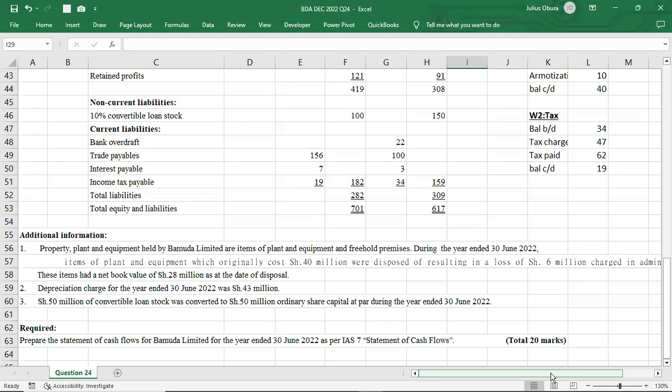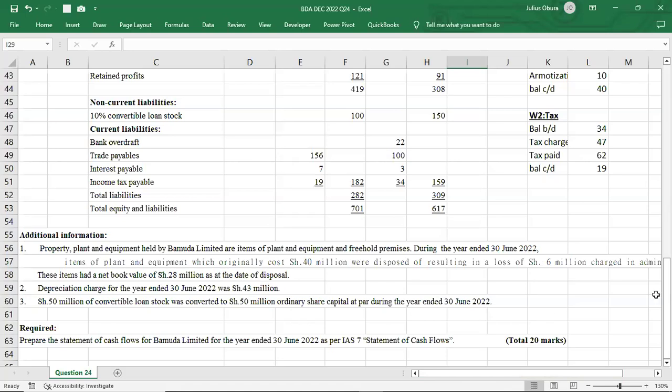What are we interested in here? We are interested in the cash that was received upon the disposal. So we need to calculate that. We are told that these items had a net book value of 28 million. Upon disposal, we made a loss of 6 million. What does that mean? We disposed at 22. 28 minus 6.